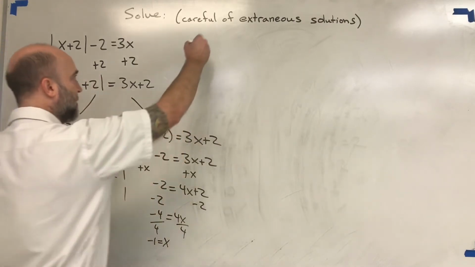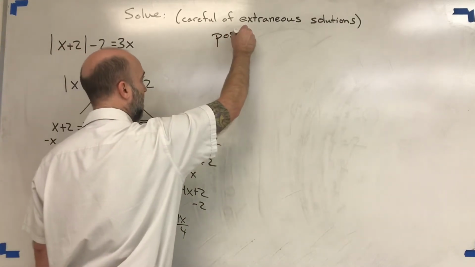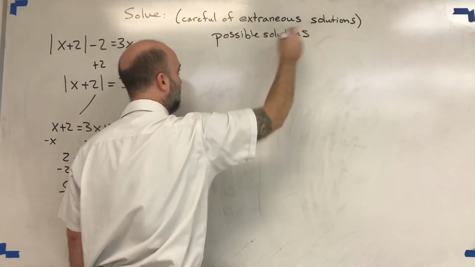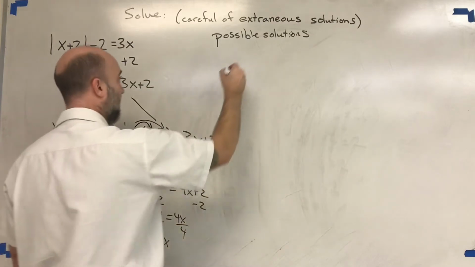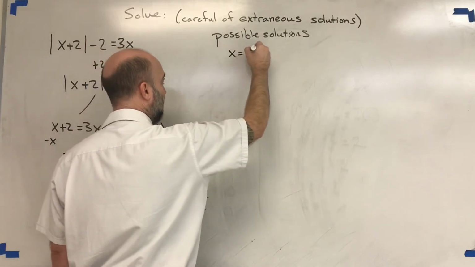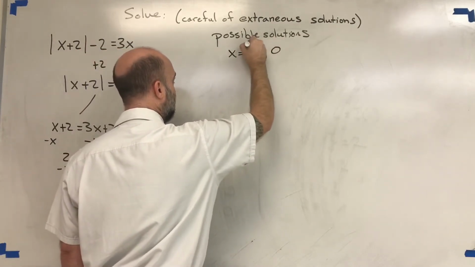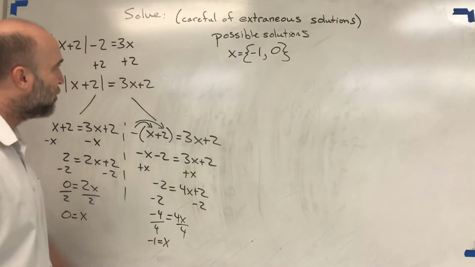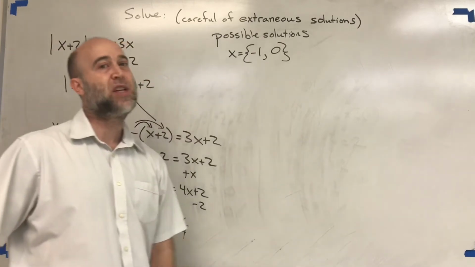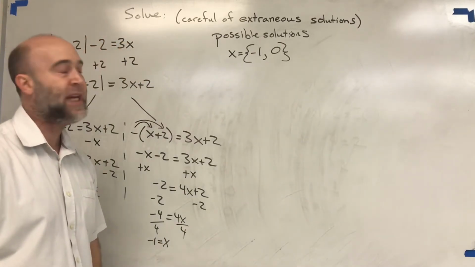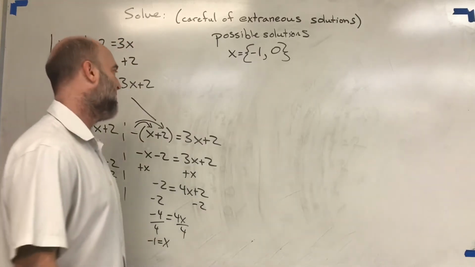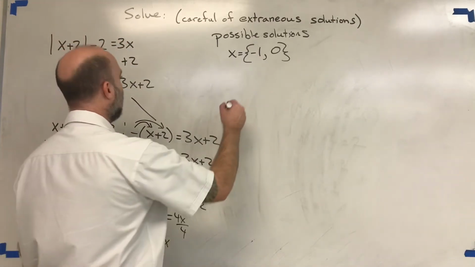All right, so the possible solutions are x could be negative 1 or 0. So those are the 2 possibilities. We have to check by plugging them back in to see if any of those are not in our domain. Not in our domain, meaning not a possible x solution. So let's go ahead and plug those back into the original.